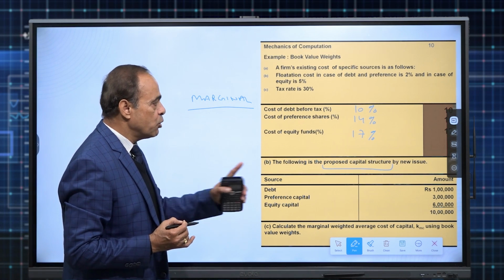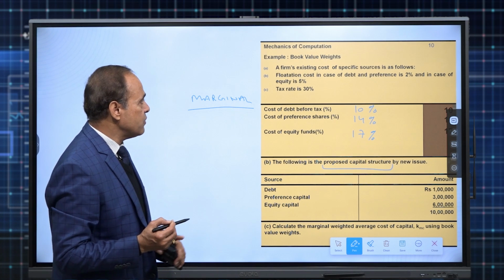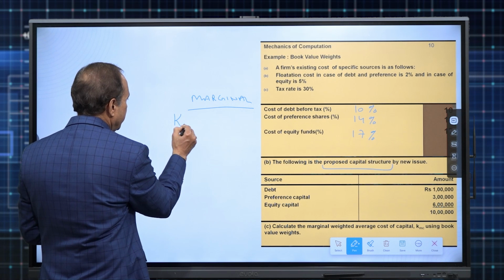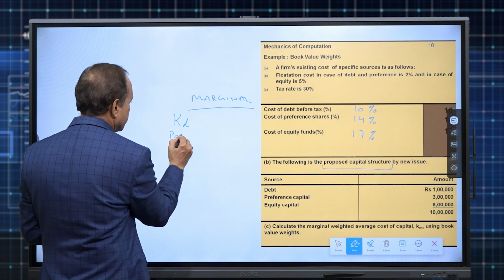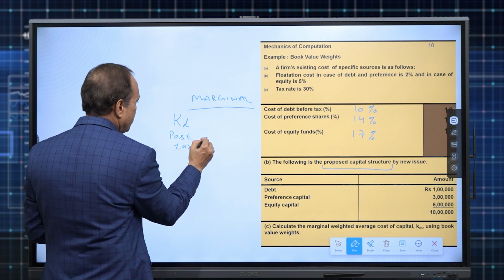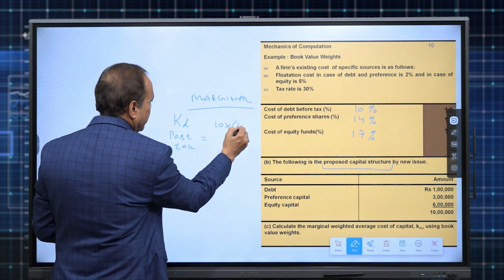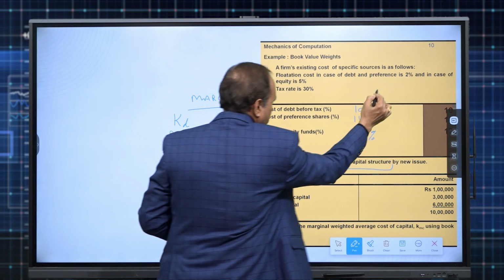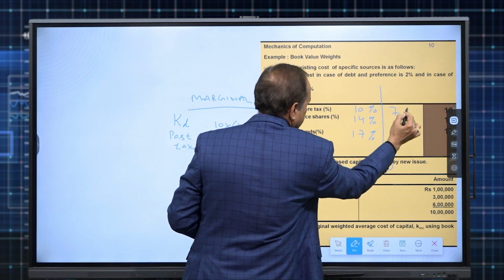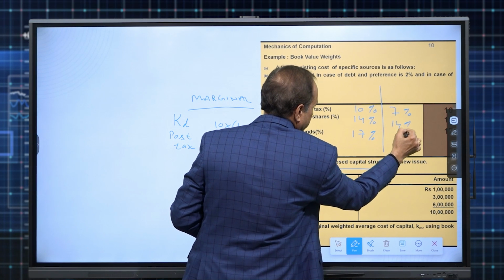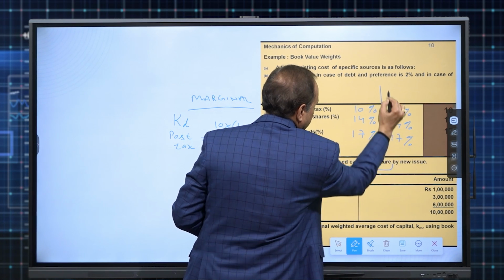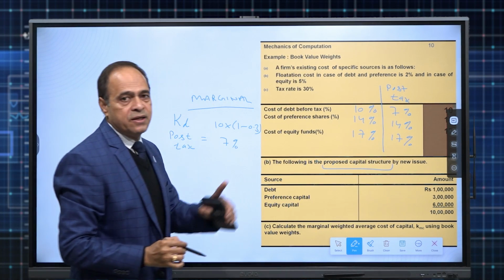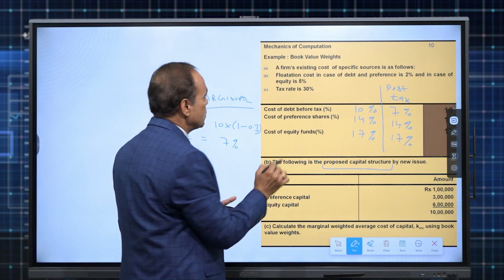Now definitely the book value of the new sources is given. Now what do we need to do? We already have these costs. So first of all, find out KD after tax, that is post tax. As you remember, it was 10 multiplied by 1 minus tax rate. So we get 7%. So the after tax cost of these sources is 7%, 14% and 17%. So that is post tax cost. Now still it is the existing cost. What is given to us?